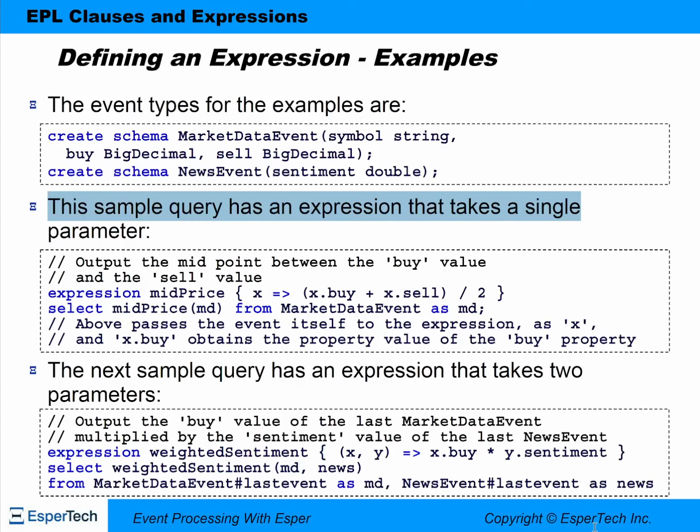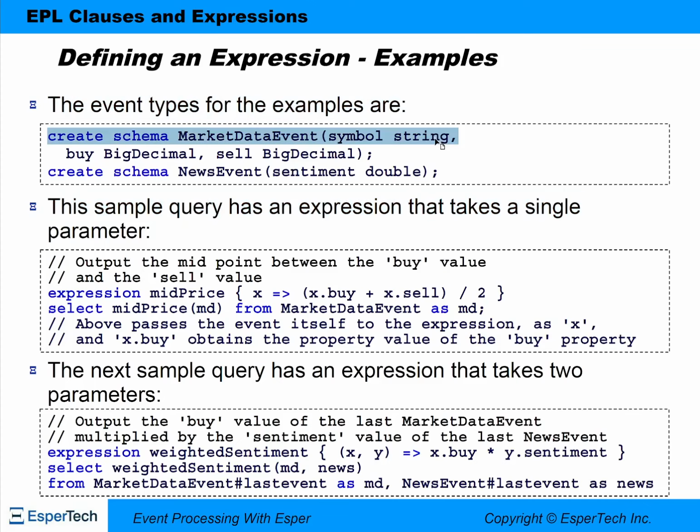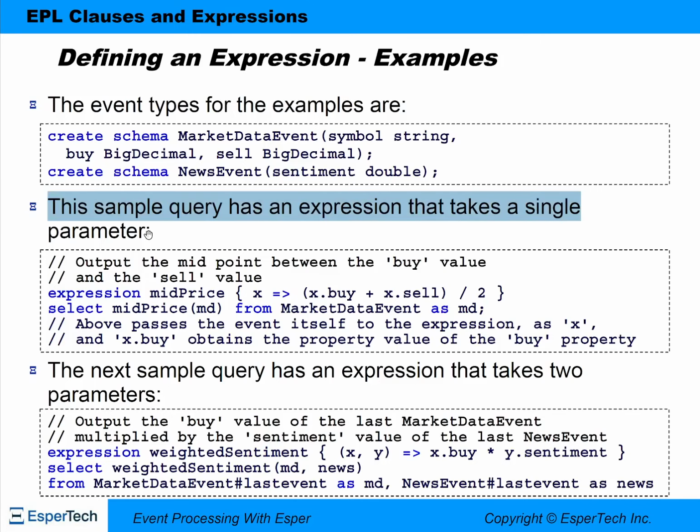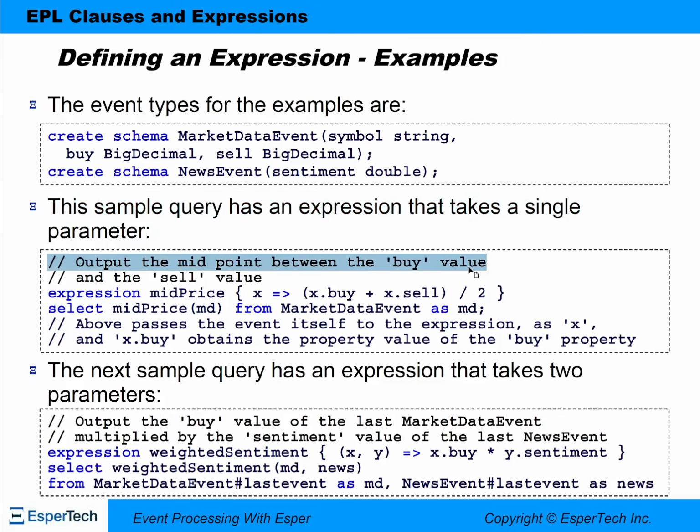The event types for the examples are: create schema MarketDataEvent(symbol string, buy BigDecimal, sell BigDecimal); create schema NewsEvent(sentiment double). This sample query has an expression that takes a single parameter. The query outputs the midpoint between the buy value and the sell value.